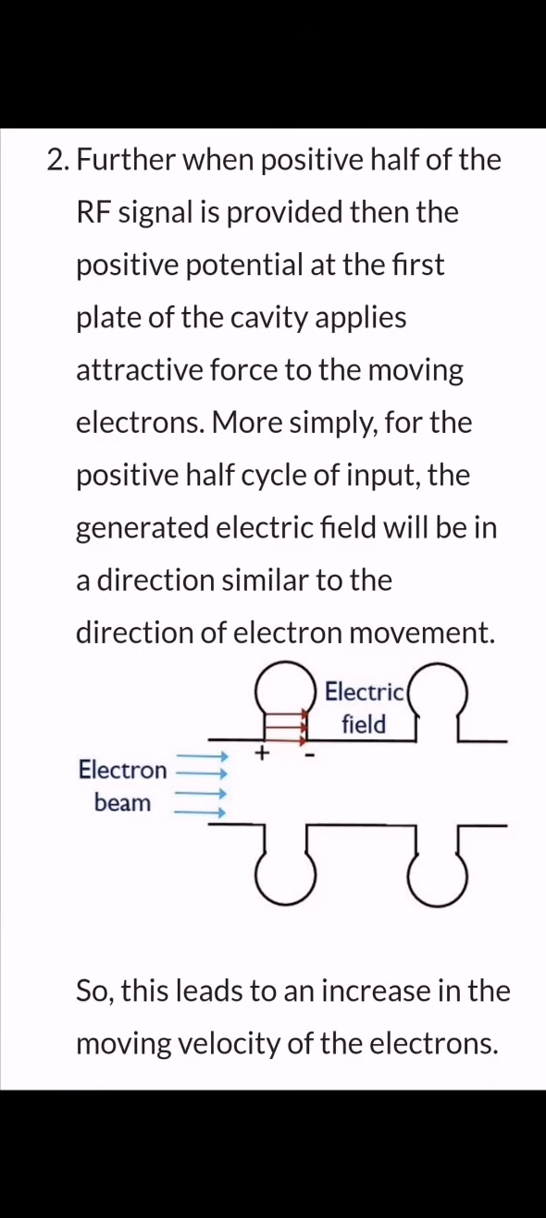In the second case, when the positive half of the RF signal is provided, then the positive potential at the first plate of the cavity applies an attractive force to the moving electrons. More simply, for the positive half cycle of the input, the generated electric field will be in a direction similar to the direction of electron movement, which you can see in the diagram. So this leads to an increase in the moving velocity of the electrons.